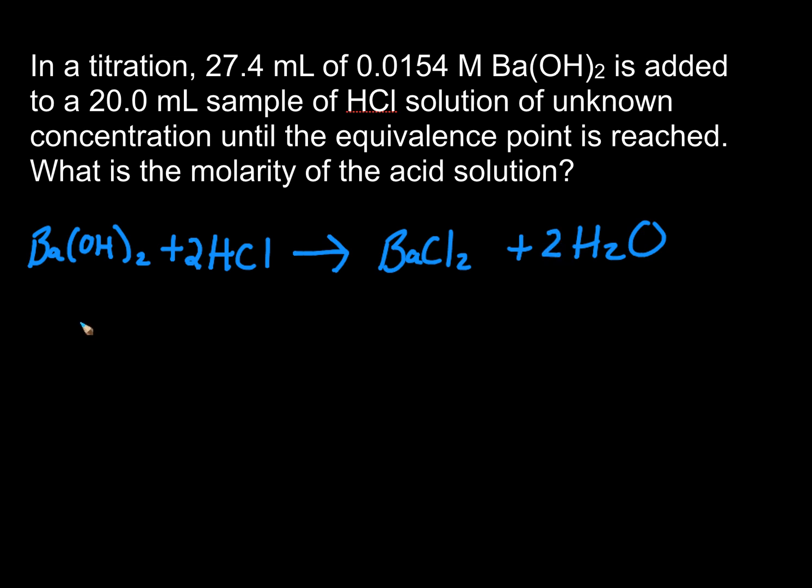So we have one barium. We have 2 oxygens on this side and 2 oxygens on this side, so we're good. Hydrogens, we have 4 on the reactant side and 4 on the product side, so we're good. And then chlorines, 2 chlorines on the reactant side and 2 chlorines on the product side, so we are good.